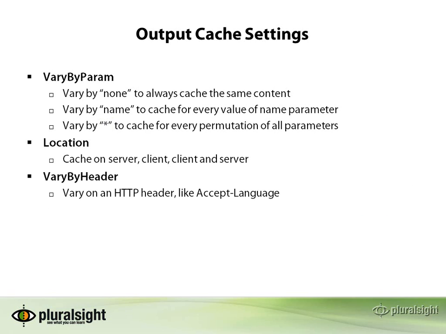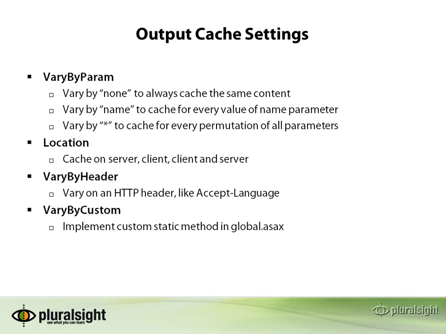The VaryByHeader setting allows you to vary the cache based on a semicolon delimited list of HTTP headers, like Accept-Language, and use VaryByCustom if any of the above settings don't work, because you can essentially write a static method for ASP.NET to invoke, and inside the method you can determine the key value for ASP.NET to use in storing and retrieving a cached response.